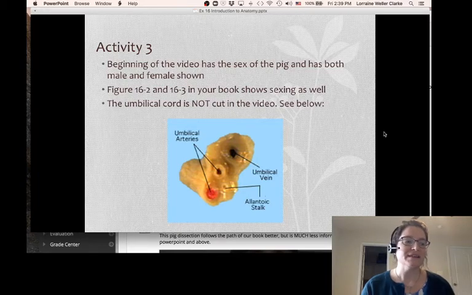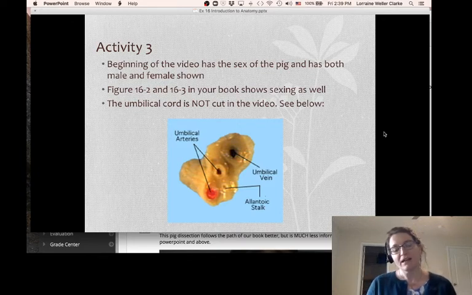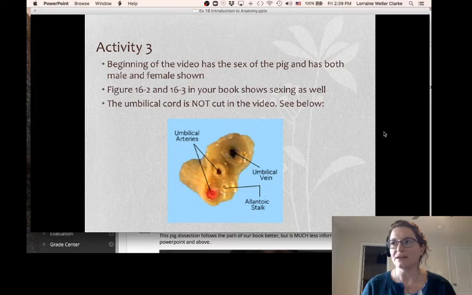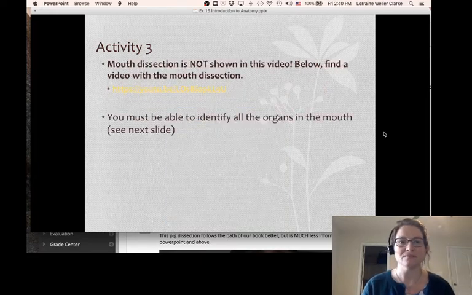The umbilical cord is not cut in the video, but here is the information about the umbilical veins. There's arteries that bring fresh blood, and the umbilical vein brings the old blood back to the heart. We're going to cover that in exercise 15.